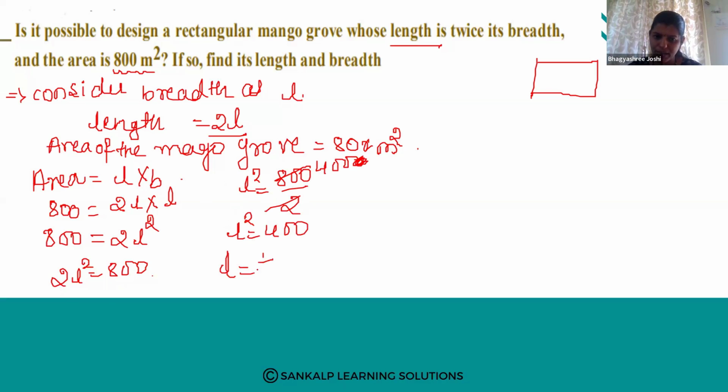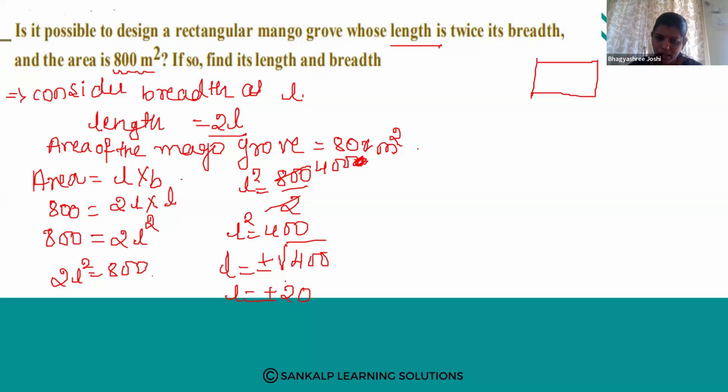That means what is the value of L here? Plus or minus square root of 400. Okay, 400 is a perfect square number. Then square root of 400 is plus or minus 20. Yes, so plus or minus 20. Plus or minus 20 means one value is plus 20 and another value is minus 20.